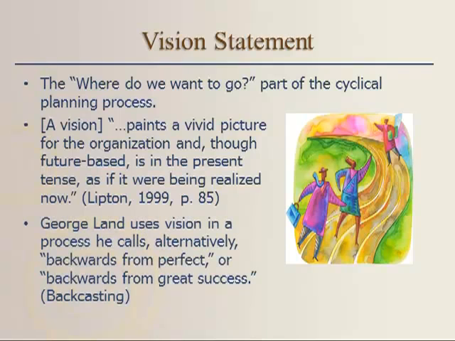Similarly, one of my mentors, George Land, defines the vision as the end point, what he calls either perfection or great success. The process of planning then becomes one of working backwards from perfect or backwards from great success. This has been termed backcasting as opposed to forecasting.